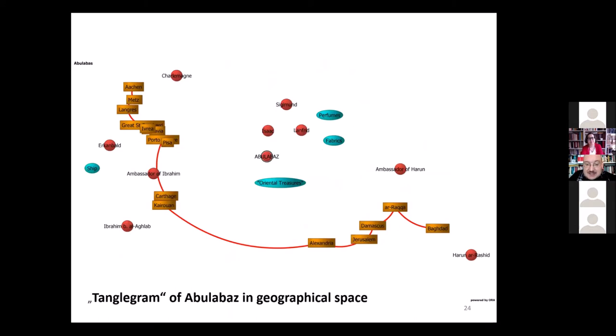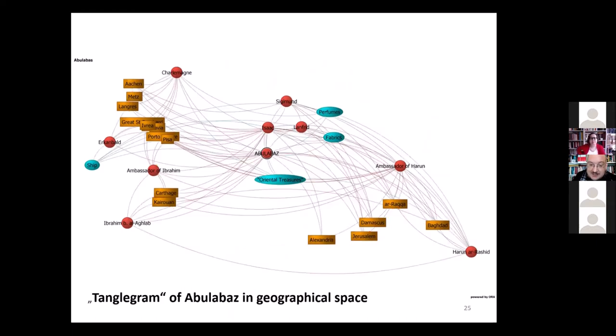We can also visualize this here. You have the places arranged according to their geographical coordinates. So here you see the itinerary, and we can also connect places across distances to a certain extent if you follow the idea of Bruno Latour of localizing the global and globalizing the local.